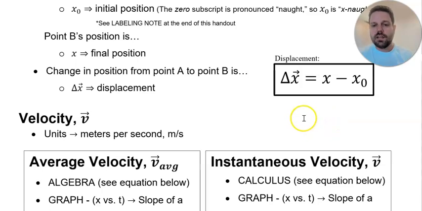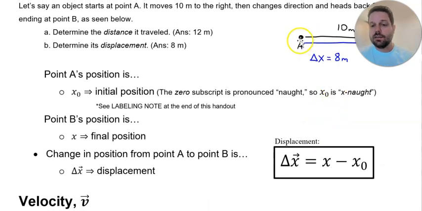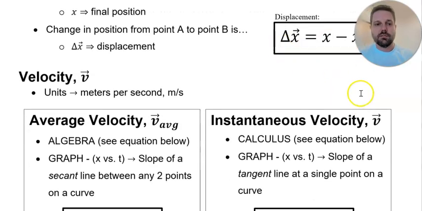This would also be the same thing, let's say if we started at 5 and then we ended up at 13. We would take our ending value of 13 minus our beginning value of 5, and we would again get the same delta x using our displacement equation.